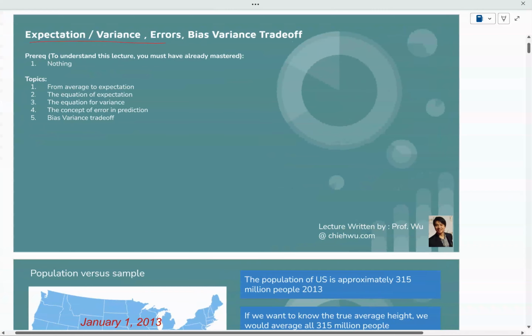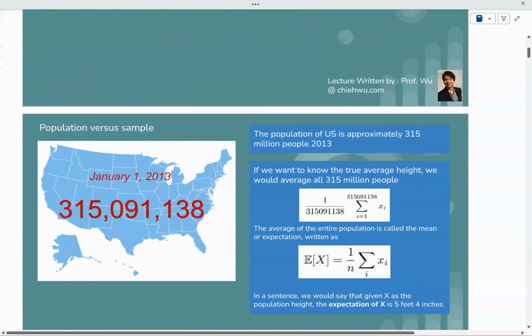So the population of the United States is approximately 315 million people as of 2013. Now, if we want to find the average height, we know how to find the average. We could just take the entire 315 million people and average it together. And this right here is the equation for average. You sum everybody up and divide by the total number.